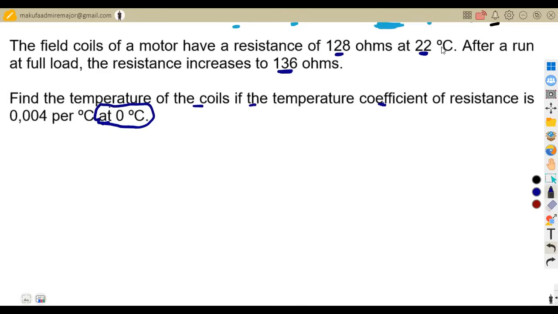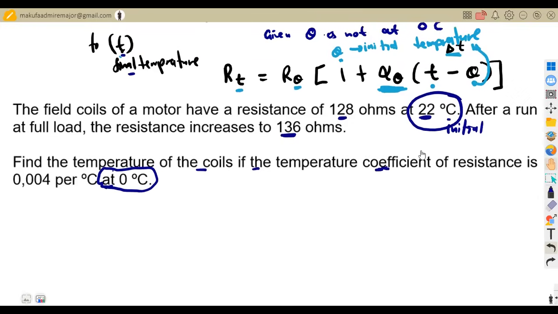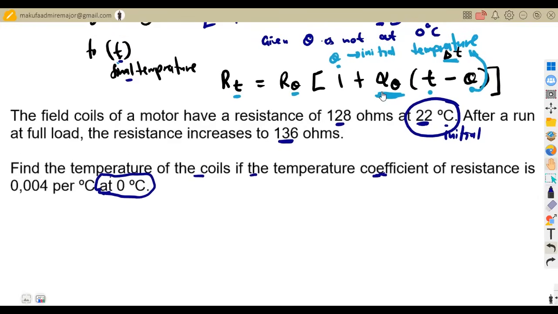If we started the motor at 22 degrees Celsius, we were supposed to be given the temperature coefficient at 22, but they are giving us the temperature coefficient at 0 degrees Celsius, not corresponding to the one we started with, because this is our initial temperature. So we are supposed to have the temperature coefficient of resistance at that particular initial temperature, just like what I was explaining here. But they are giving us the coefficient at 0 degrees Celsius.